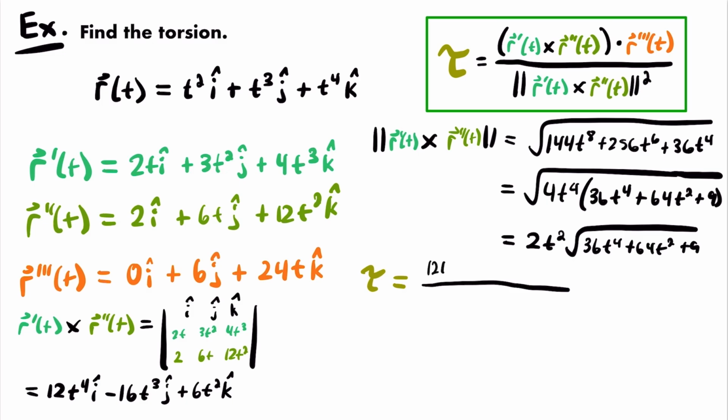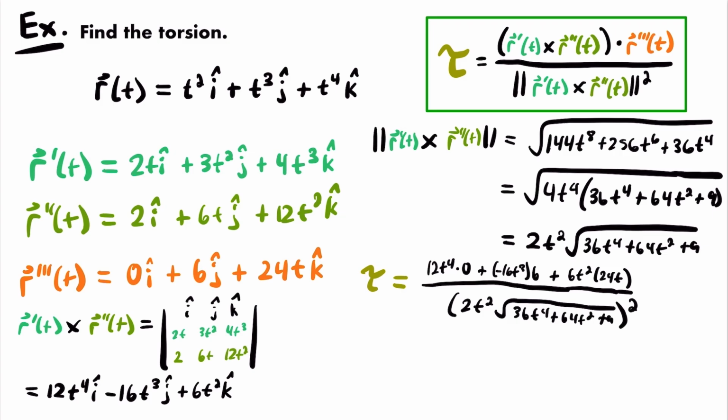We have 12t to the power 4 times 0 plus the y components multiplied together. So we have negative 16t cubed times 6. And then we have plus the product of the z components. So we have 6t squared times 24t. All right, and then in the denominator, we will be squaring the magnitude of the cross product. And so we have 2t squared times the square root of 36t to the power of 4 plus 64t squared plus 9, and that whole quantity is squared.